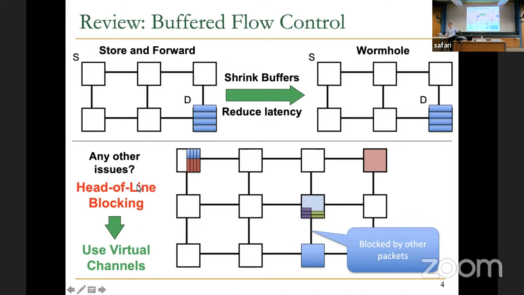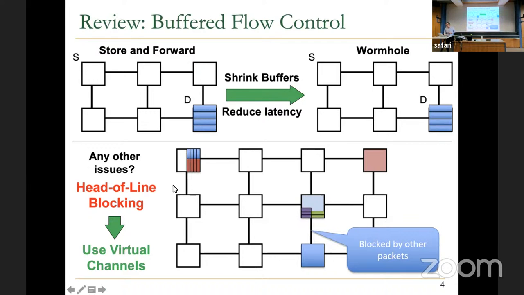If you have a single FIFO buffer, you have the head-of-line blocking issue when one head cannot move to the output port. It basically blocks another head of a worm that can use that output port. This is because of FIFO scheduling.